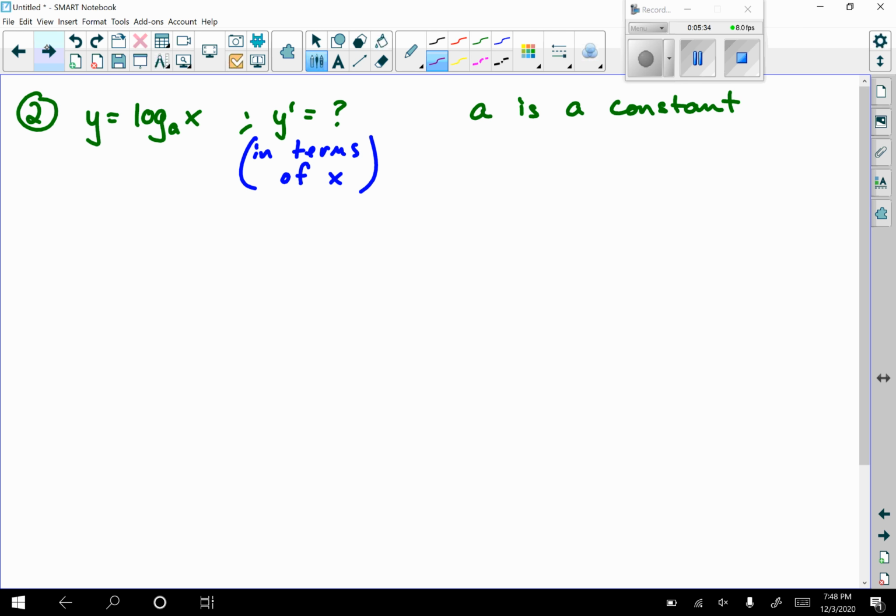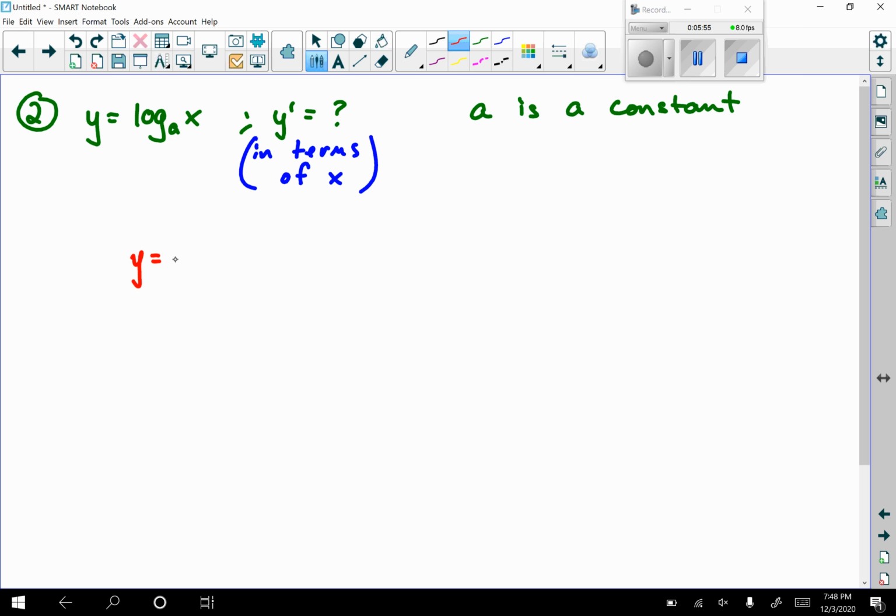All right, so the next one is just looking at y is equal to log base a of x. Pretty much the first two formulas we looked at were dealing with e. We did the natural log of x, which is log base e. So of course these two are going to be similar. It's just e is a special case of logarithms. So again, a is a constant here.